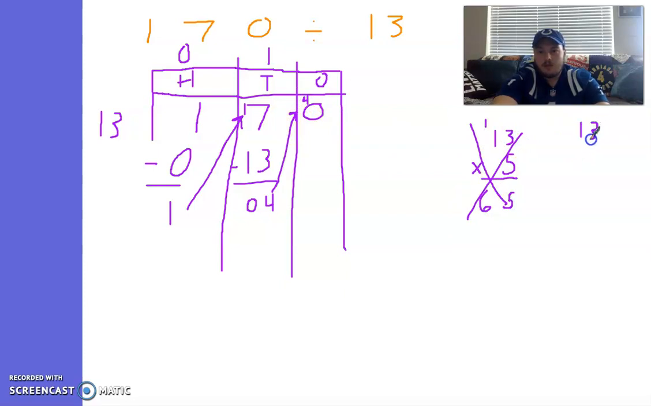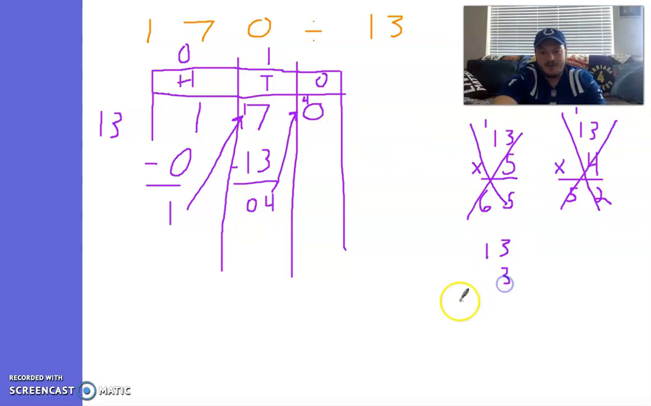Well, let's try and do 13 times 4 to see if that works. 3 times 4 is 12. Regroup my 1. 4 times 1 is 4, plus 1 is 5. 52, still way too big. Process of elimination. Let's try 13 times 3 and see where that puts us at. 3 times 3 is 9. Looking good so far. 3 times 1 is 3. 39 will work, and that's pretty close to 40. So let's go ahead and put a 3 up here and try it.